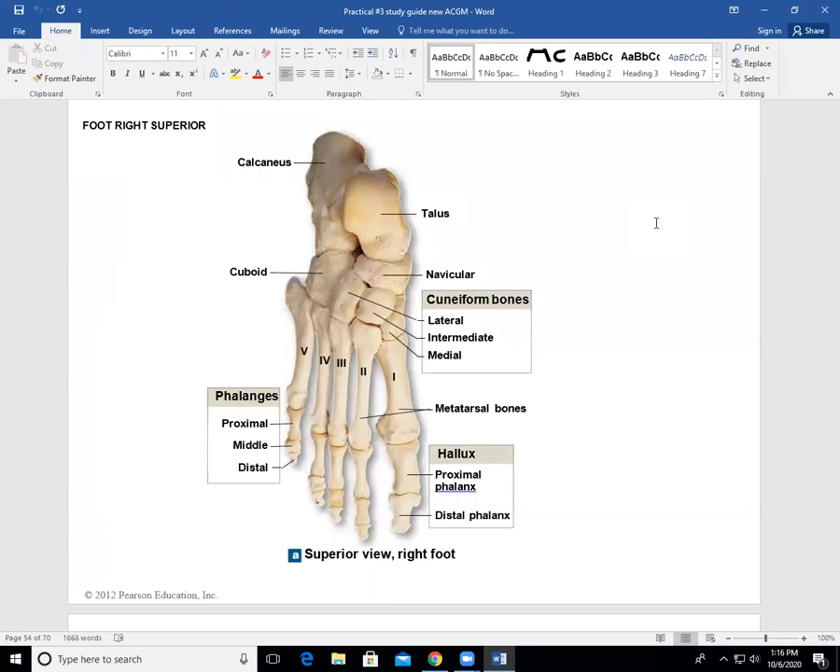The main thing is if you know these four, calcaneus, talus, cuboid, navicular, then you just have to know the name cuneiform and whether it's going to be lateral, medial, or intermediate. We put Roman numerals for our metatarsal bones. Just like in the hand, your hallux has two phalanges, proximal and distal. Your other toes have three: proximal, middle, and distal. I'll give you a minute to look at the bones of the foot.